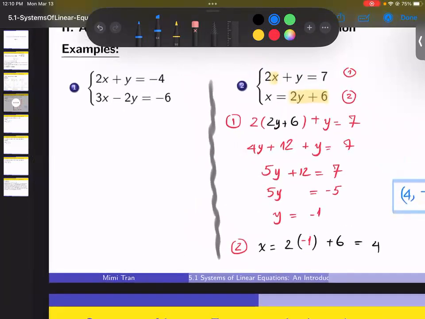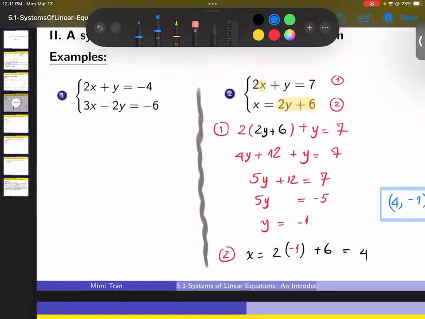Now, for problem 1, you can use substitution if you like. What you have to do first is solve for one of the letters. If you use substitution, I recommend you solve for y first, because if you try to solve for x, you're going to run into fractions. But I'm going to use elimination. I'm going to eliminate y. You can eliminate x if you like. Pick something that makes your life easy.